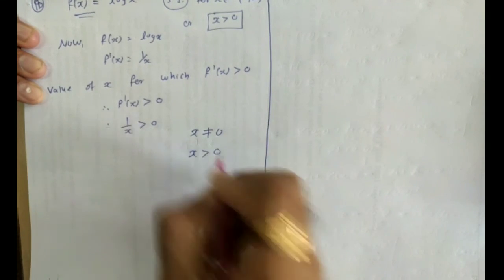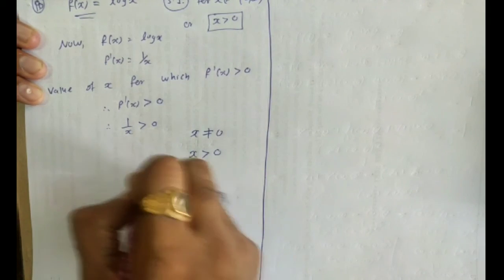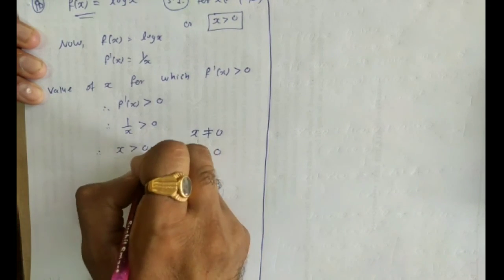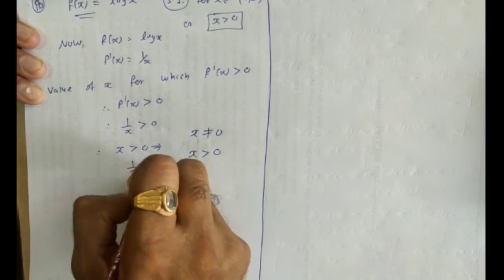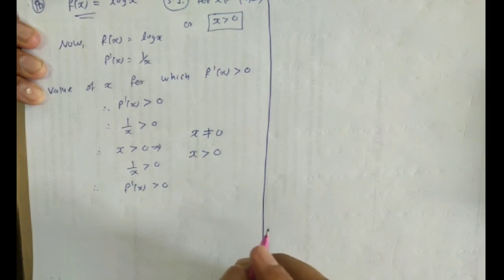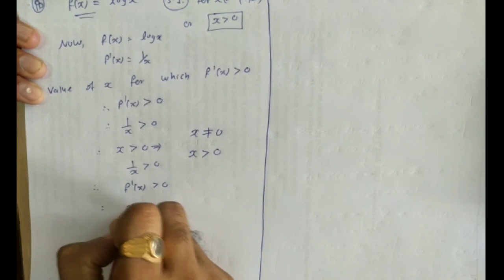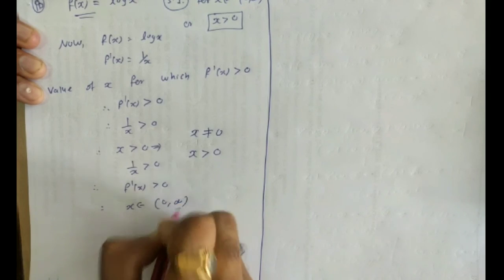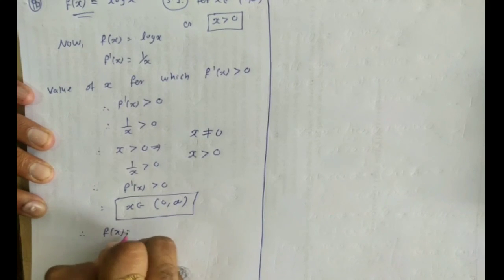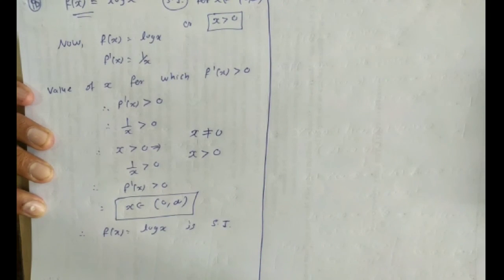So if x is greater than 0, for any value of x greater than 0, this ratio will be greater than 0. So for x greater than 0, 1 by x will be greater than 0, and therefore our f dash x will be greater than 0. Done. So for this value of x greater than 0, and therefore for x belongs to 0 to infinite, we can say that our function f of x equal to log x is a strictly increasing function.